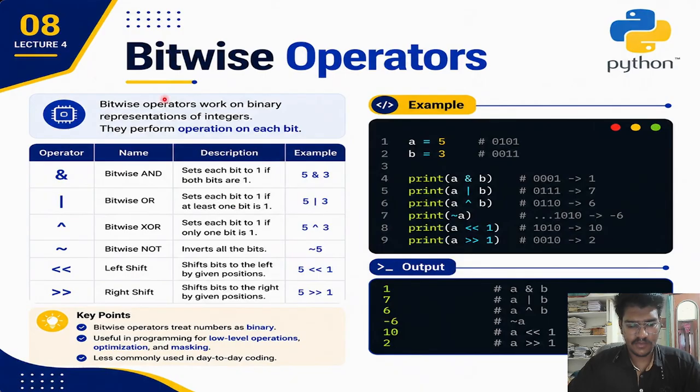Shifting 0 1 0 1 by one to the left gives 1 0 1 0, which is 10. This is like multiplying by 2. For the right shift, shifting 0 1 0 1 right by 1 gives 0 0 1 0, which is 2. This is like dividing by 2, which is the floor division.